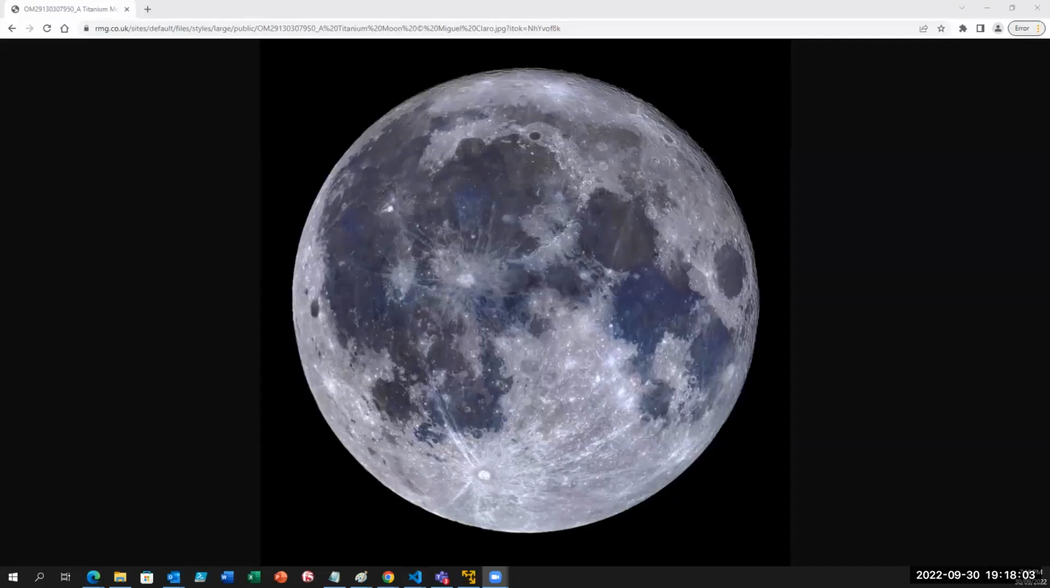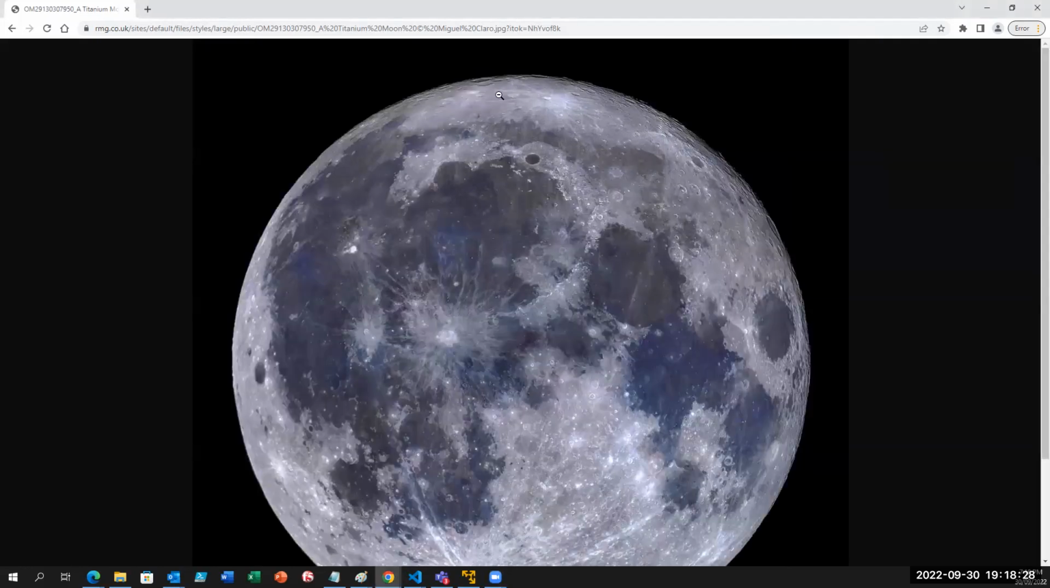Okay, I'm gonna share my screen. Can you see that? Yes. Okay, awesome. So I've got an image of the moon. You can see it's zoomed in. Now, I personally believe that the moon is a sphere. One of the reasons why is because if you look at the top here, can you see these craters?